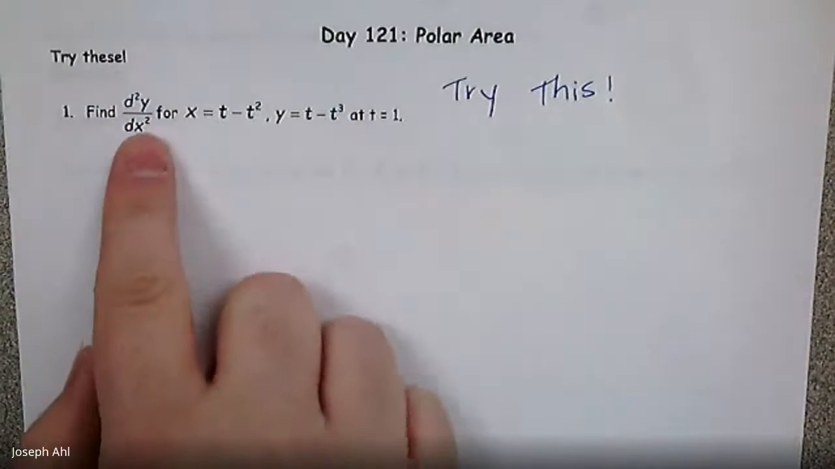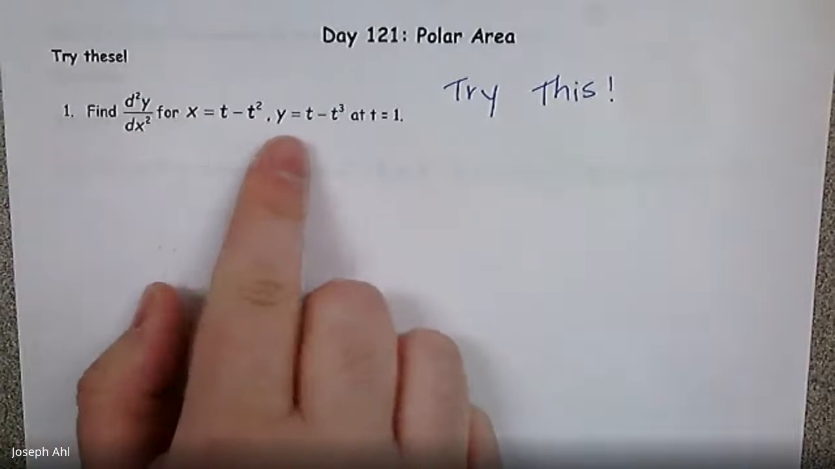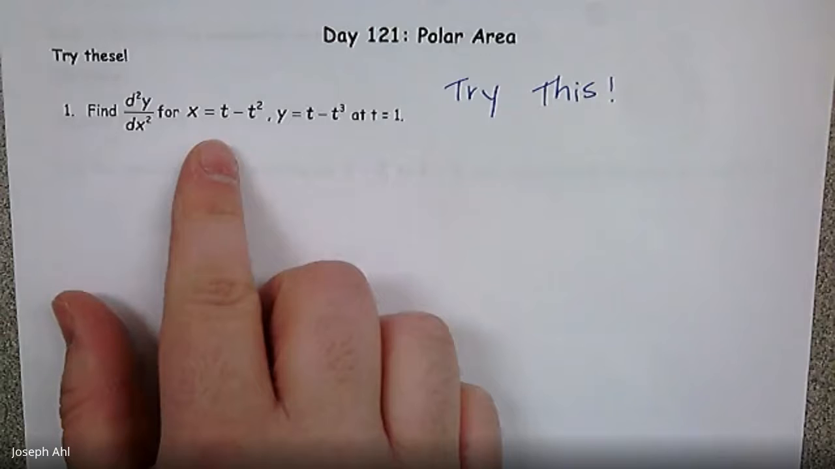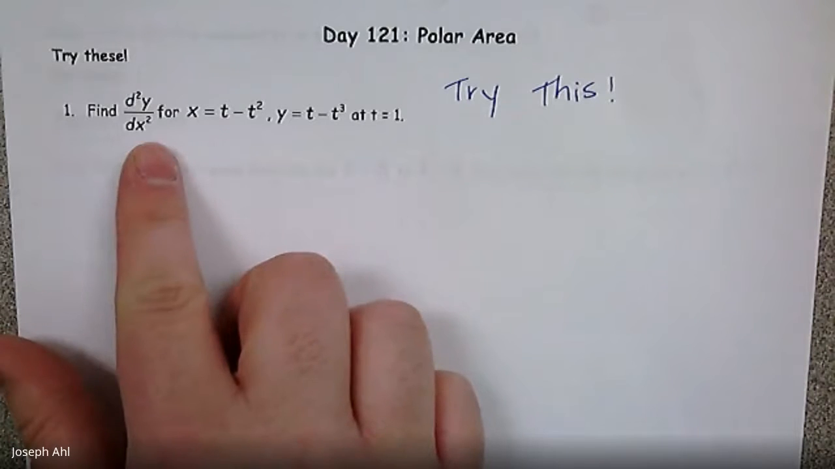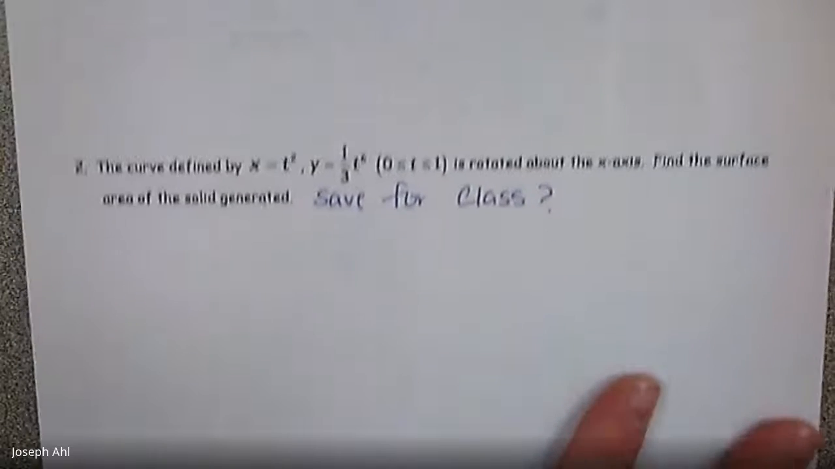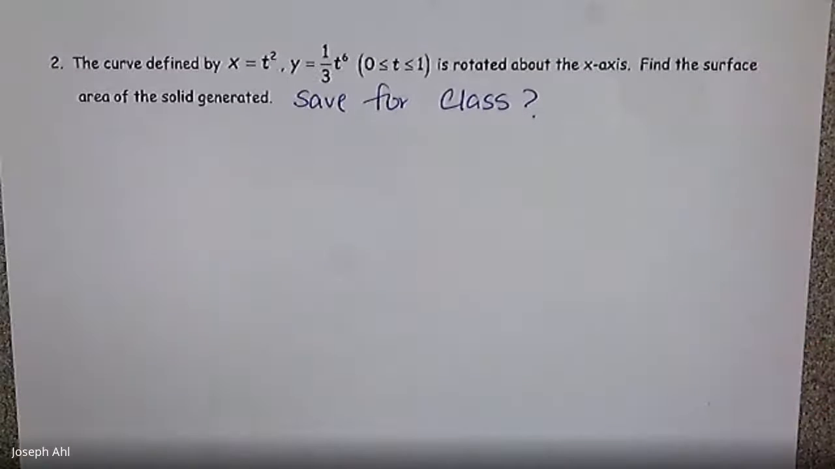here's a question about finding the second derivative of a pair of parametric equations at t equals 1. Based on what we've done the past 2 days with parametric, hopefully you can find that second derivative and evaluate at t equals 1. And then I said, this one, if you want, we can save for class. I mean, it's up to you. If you want to try it, you have the skills to do that at this point.